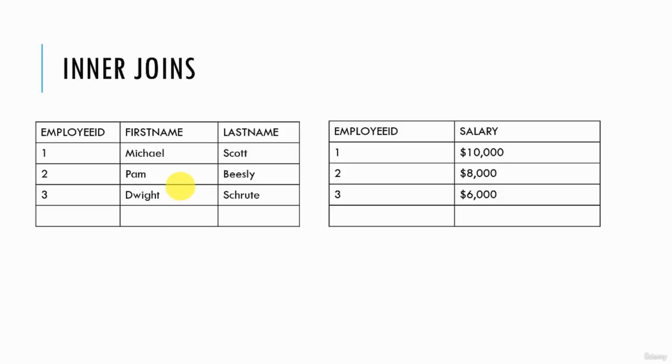Now, if you observe closely, you see that employee ID is common across both the tables. So I can say that employee 1, whose first name is Michael, would have a salary of 10,000 because the same employee ID is referenced in the second table. And that's where the concept of joins really becomes very interesting.